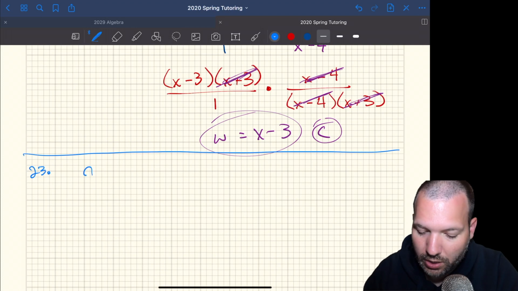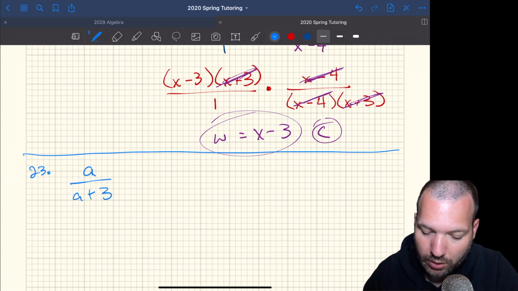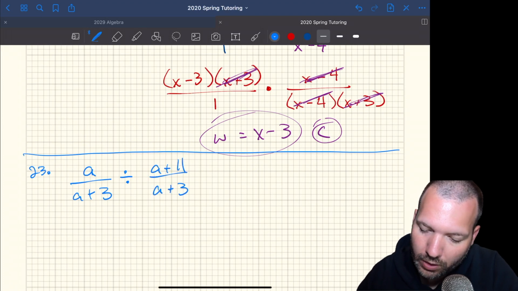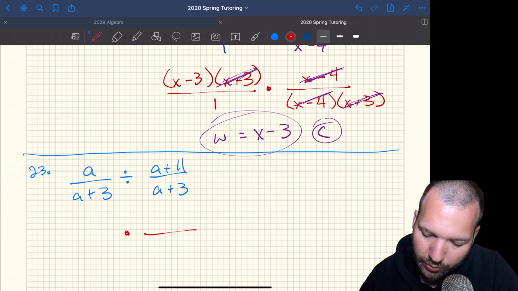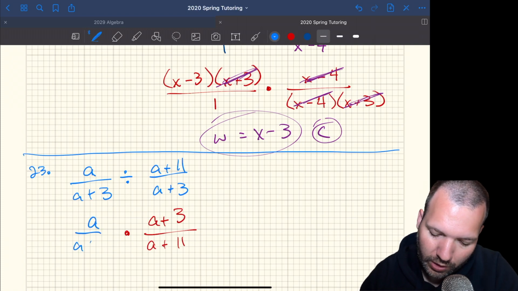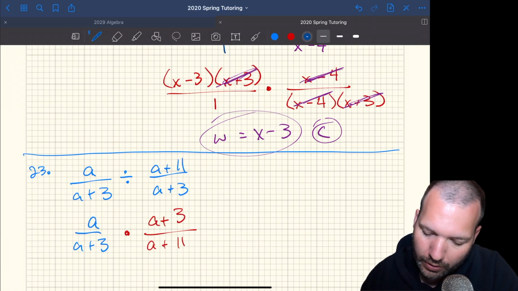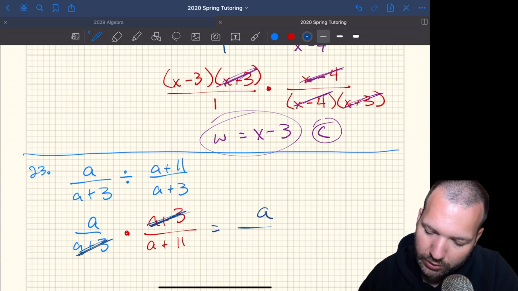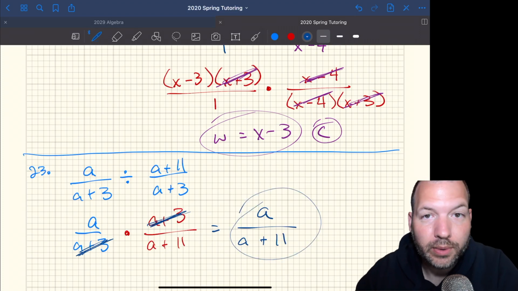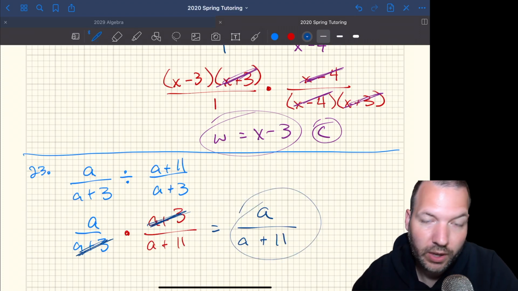More division, a over a plus 3 divided by a plus 11 over a plus 3. We're going to turn that into multiplication and flip: a plus 3, a plus 11. Of course, we have a over a plus 3 here already. And we should be able to see the a plus 3's cancel. And so we're simply left with an a in the numerator, a plus 11 in the denominator. And again, that does not simplify any further.